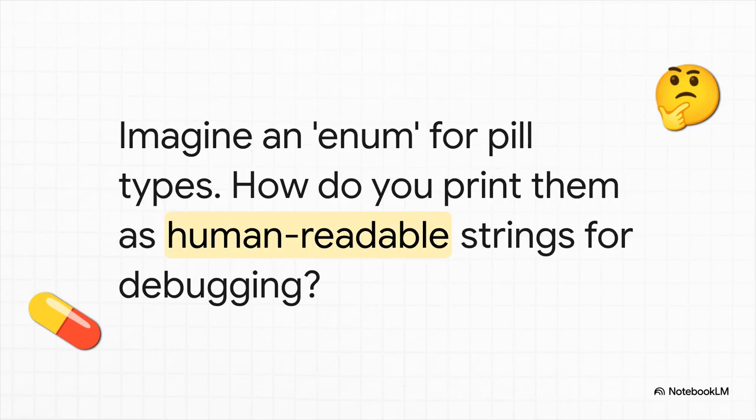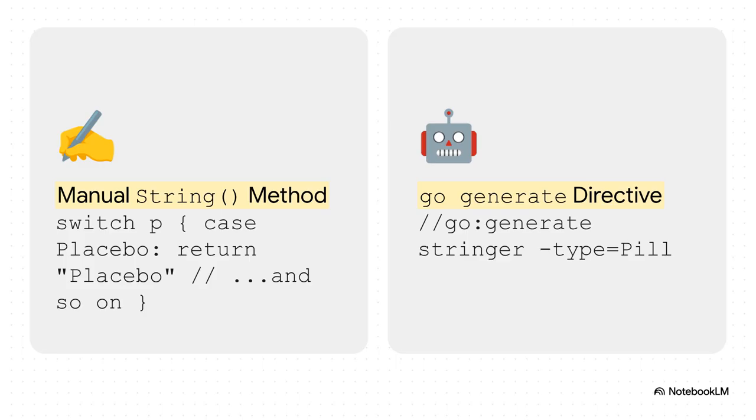When you're debugging, you'd want a nice human-readable string for each of those values, right? Of course you would. The manual way? Oh man, you'd have to write this huge, tedious String method with a giant switch statement like you see on the left, and every single time you add a new pill, you have to remember to come back and update this thing. It is just begging for bugs.